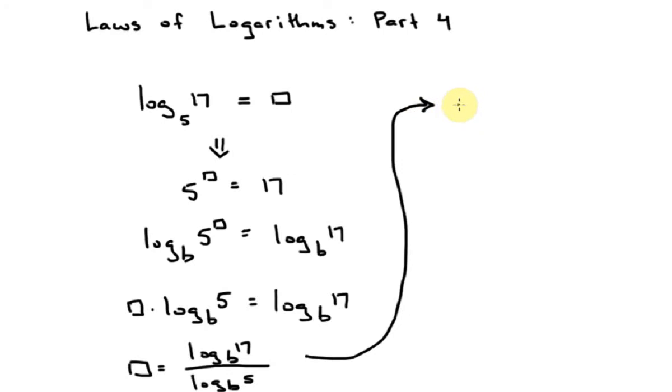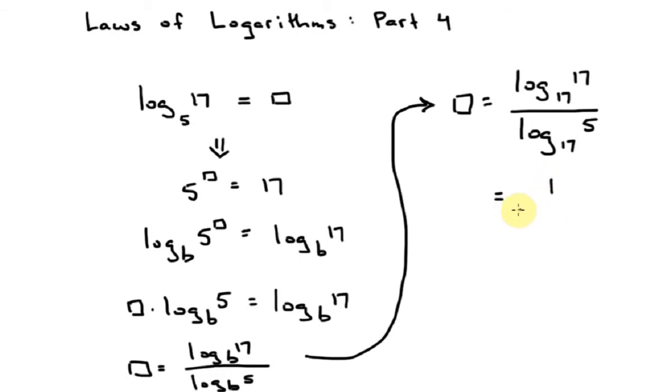If I wanted to, I could do something kind of funny, like what if I decided to make it base 17? So I would do this. So I'd have log base 17 of 17 all over log of 5 base 17. Now that would look kind of strange because remember in the original question it said log of 17 base 5, and I could solve for it and it could look like this. 1 over, because log of 17 base 17 is just 1.